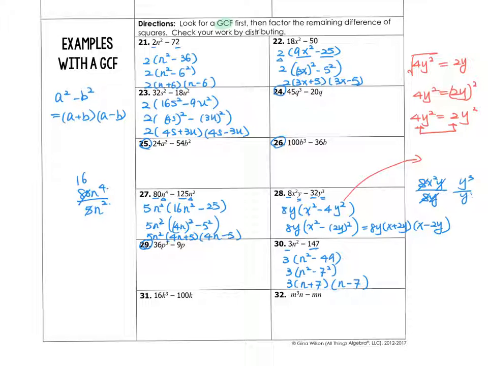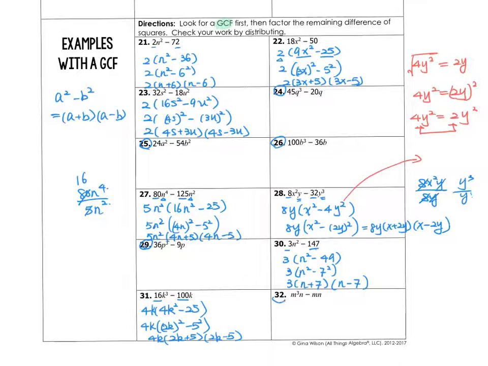Number 31, I have a 4 in there, so it's 4k. I have a k as well. So k cubed minus 1, it's 4k squared. 100 divided by 4 is 25. k divided by k is 1. So I can rewrite this as 2k squared minus 5 squared. So now my answer is 4k times 2k plus 5 times 2k minus 5.